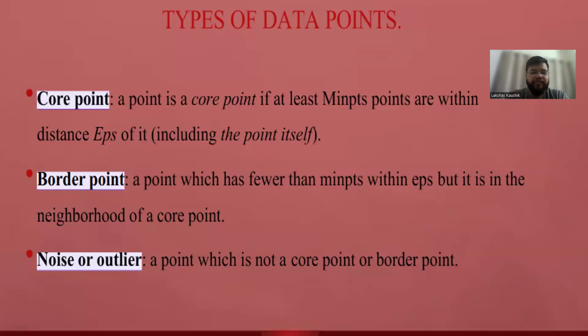A noise or outlier point is treated as an anomaly. Understanding these three types of points is essential for understanding how DBSCAN creates clusters, because it is an unsupervised machine learning algorithm. So we basically focus on core points, border points, and noise or outliers.